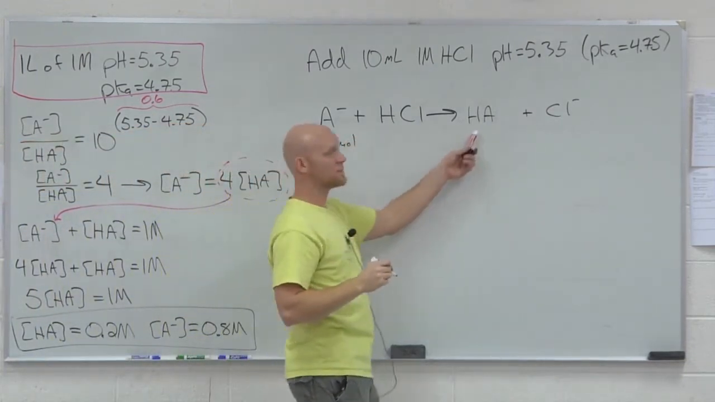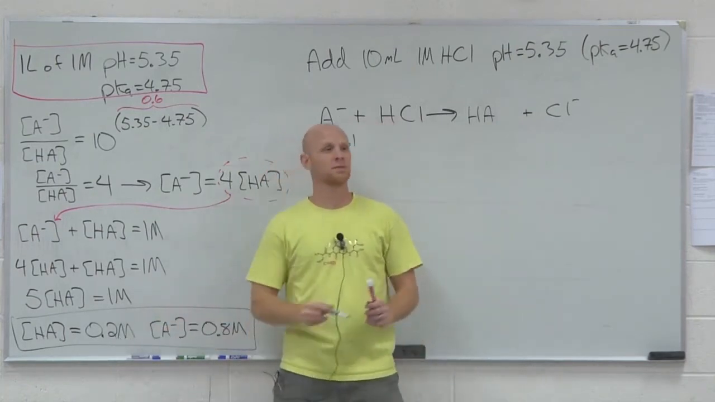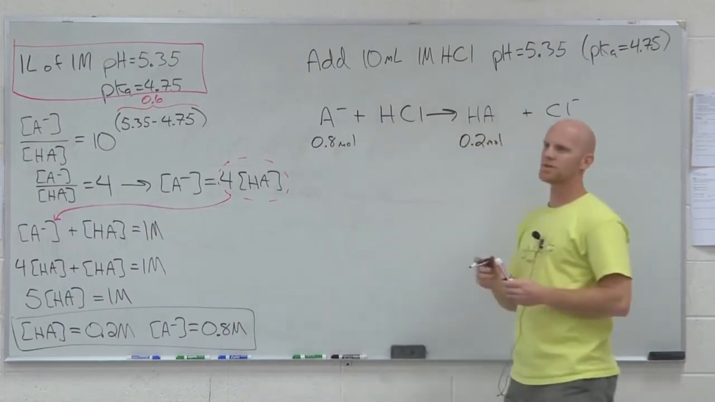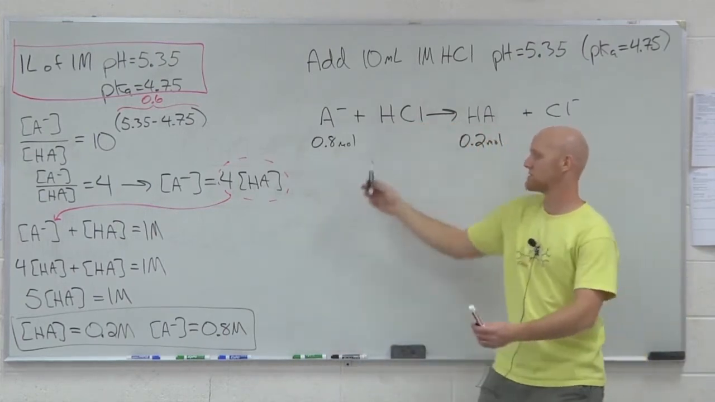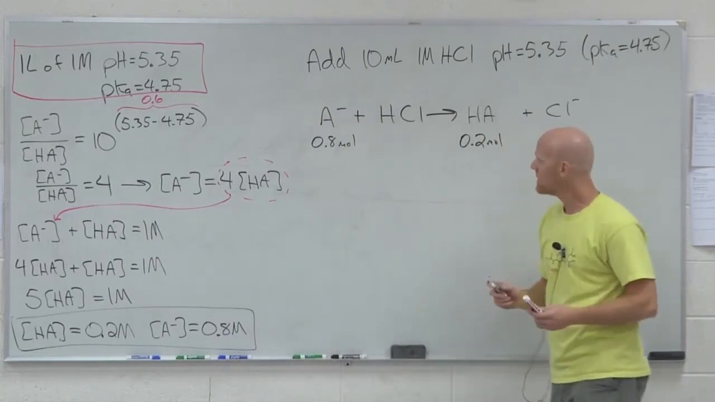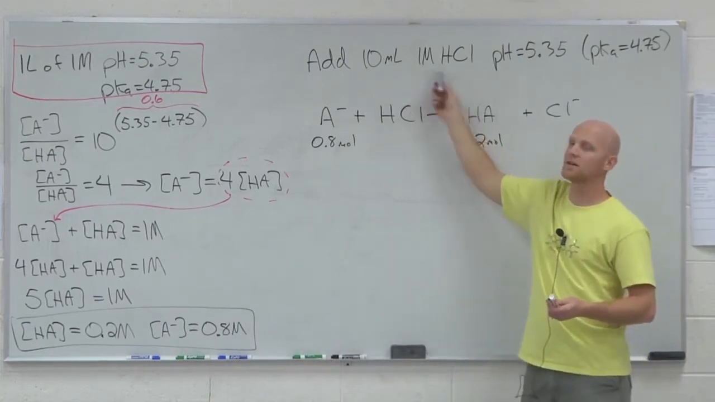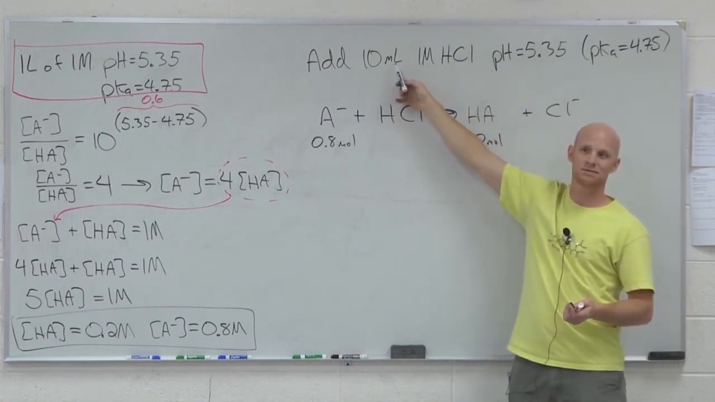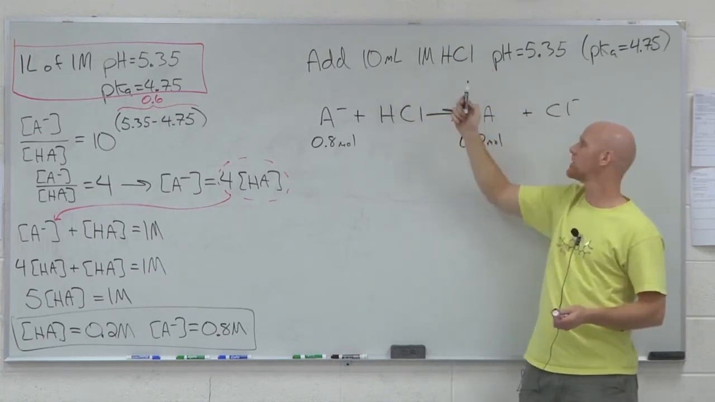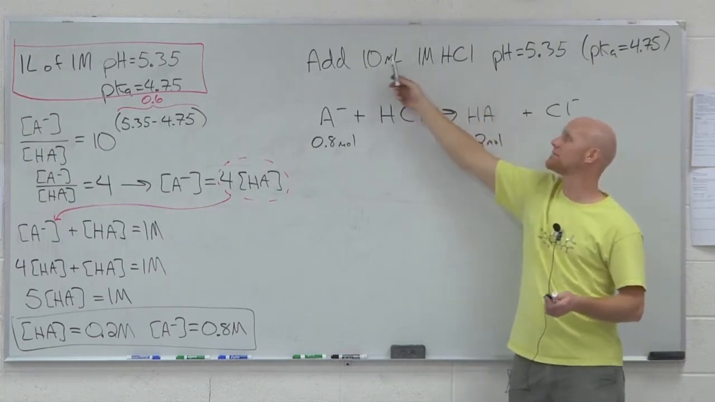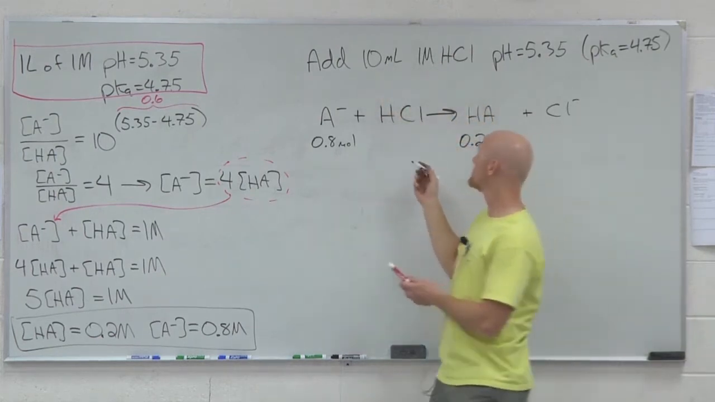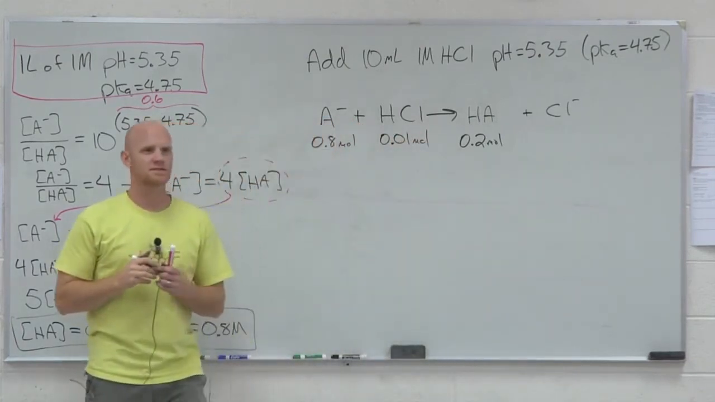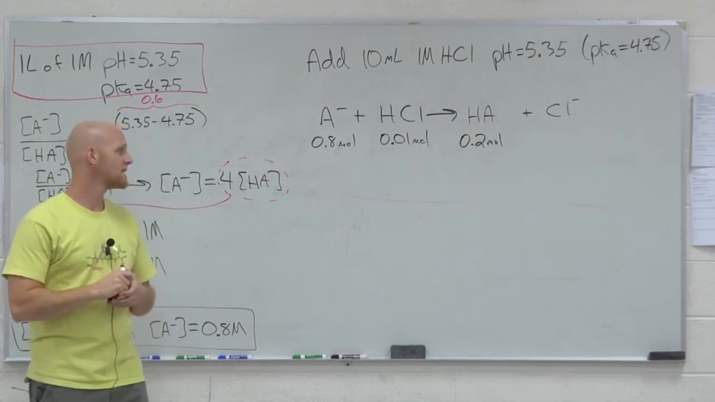How many moles of HA did we have in our buffer solution? 0.2. Notice if we'd had any other volume than 1 liter, we would have had different numbers here than our molarities. Cool. And how many moles of HCl have we added here? Well, it's 1 mole per liter. How many liters is that? 0.01 liters. And so 1 mole per liter times 0.01 liters would be 0.01 moles. That's what we've just mixed together.